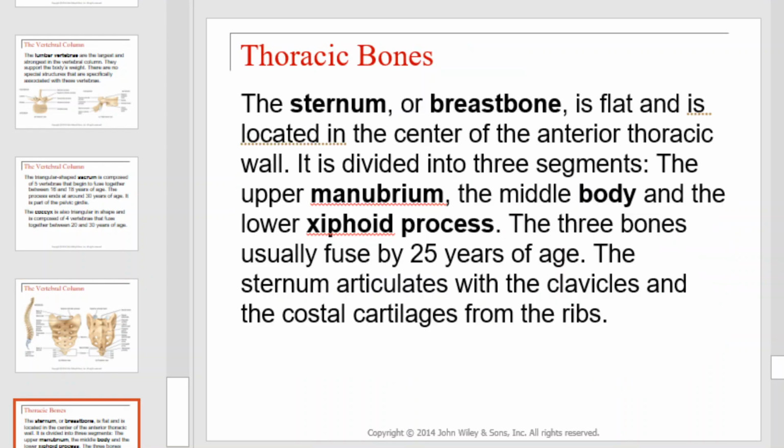The sternum, or breastbone, is a flat bone and is located in the center of the anterior thoracic wall. It is divided into 3 segments: the upper manubrium, the middle body, and the lower xiphoid process. The 3 bones usually fuse by the age of 25. The sternum articulates with the clavicles and the costal cartilage to form the rib cage.